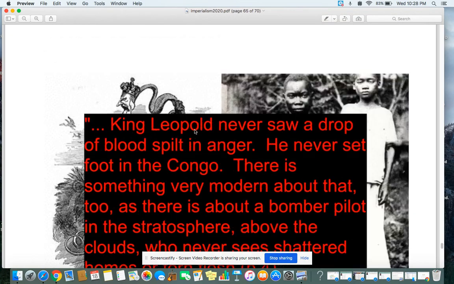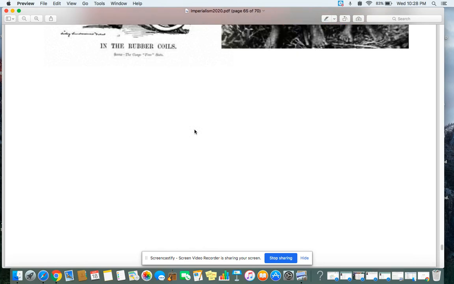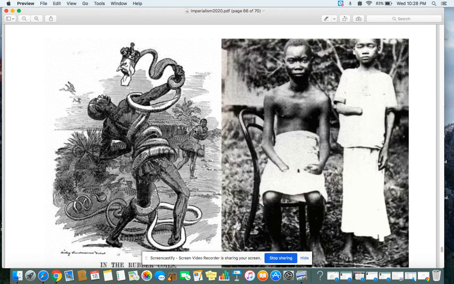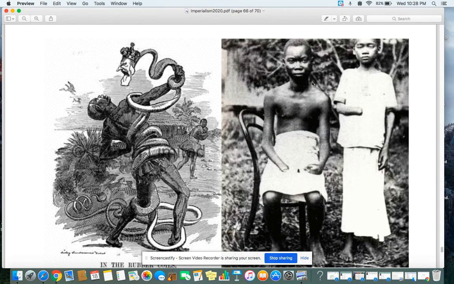These pictures here are going to be uncovered. The one on the left is a political cartoon. The one on the right is a little disturbing, just to warn you. So the one on the left, people thought that King Leopold was trying to spread Christianity, but they started to get reports of the horrible things that were happening there. And so this is called In the Rubber Coils. It's from a British magazine showing that Leopold was really like a rubber snake trying to kill the Africans and not help them.